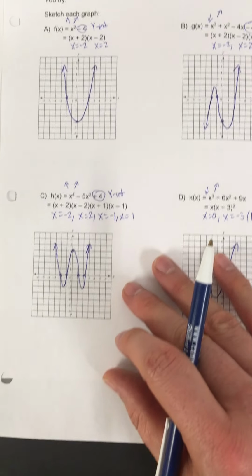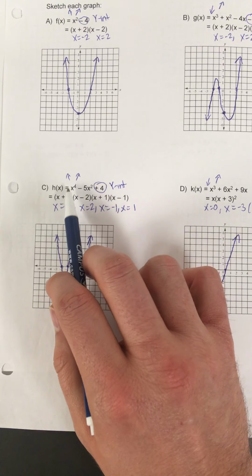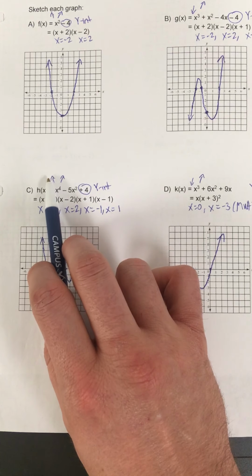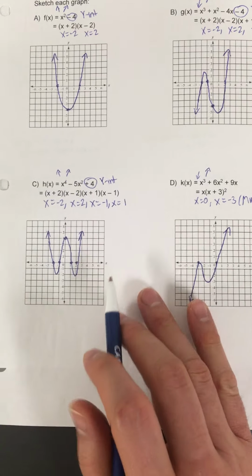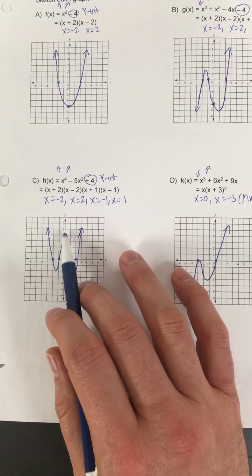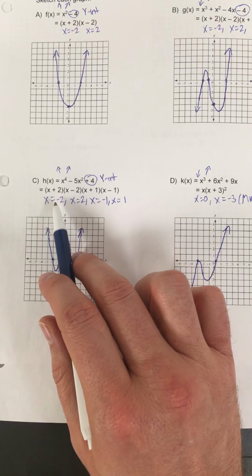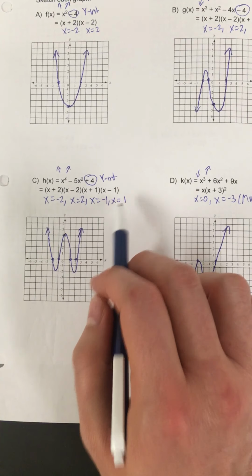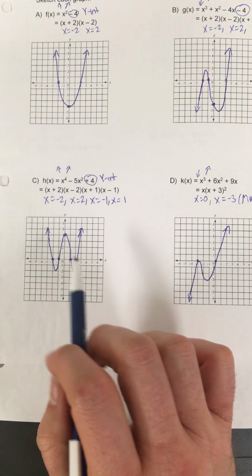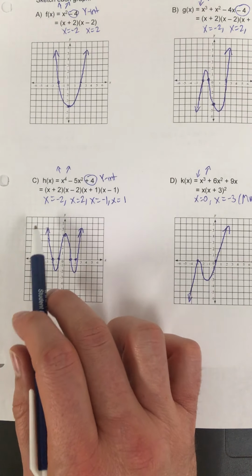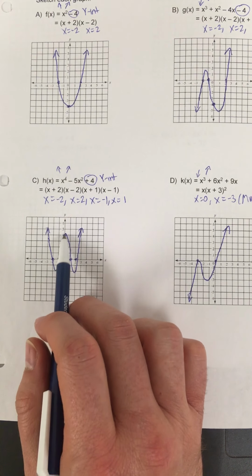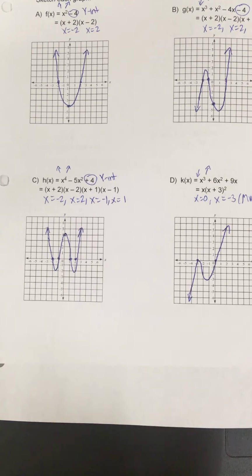Problem C. I'm seeing an even exponent with a positive in the front, so both ends of the graph are going to be going up. This one's going to look kind of like a W. You have a y-intercept at +4, and I'm going to get x-intercepts at -2, +2, -1, +1. So it's going to start at the top, and cross through each of those points. Cross through there, hit the y-intercept, cross through, cross through.